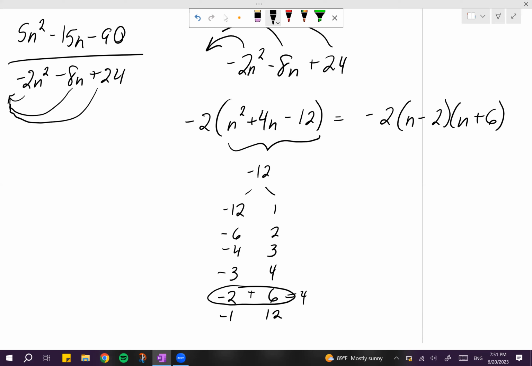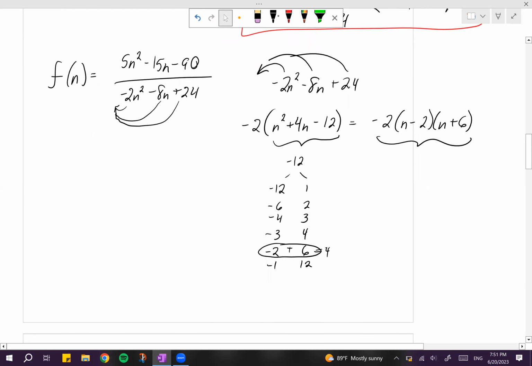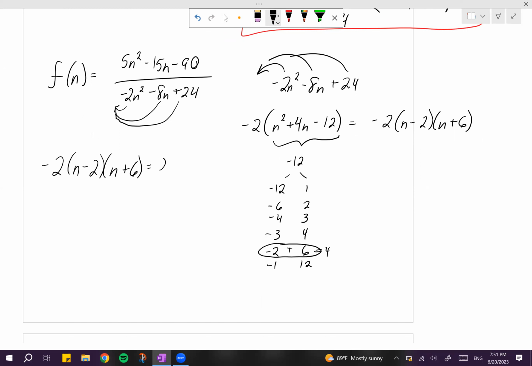All right. Now that I know that, I can figure out my vertical asymptotes, because they occur when this denominator that we just factored is equal to 0. So negative 2 times n minus 2 times n plus 6 is equal to 0. That means either n minus 2 is equal to 0, or n plus 6 is equal to 0. I'm going to add 2, subtract 6, and I'm going to get n is equal to 2 or n is equal to negative 6.